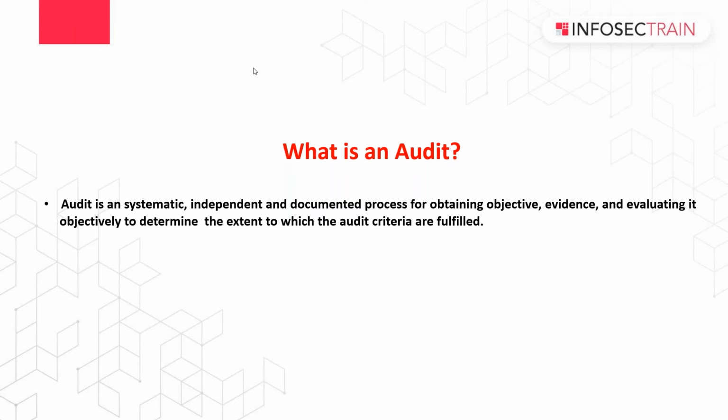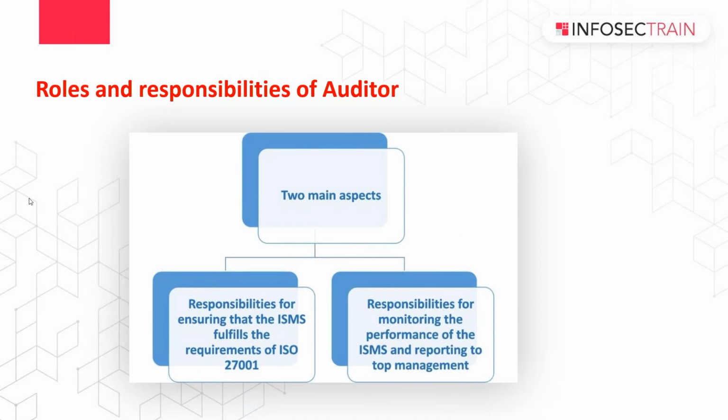Now post this, if I'm an auditor, what will be my roles and responsibilities as an auditor? There are generally two aspects. We say that top management should assign top-level responsibilities and authorities, and the two aspects are: first, responsibilities for ensuring that the ISMS fulfills the requirements of ISO 27001. Second, responsibilities for monitoring what is being performed in the ISMS, and that needs to be reported to top management.